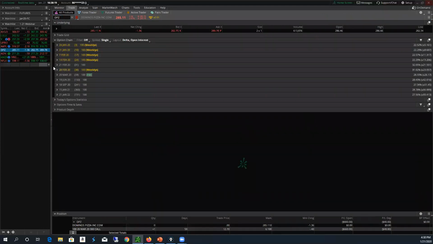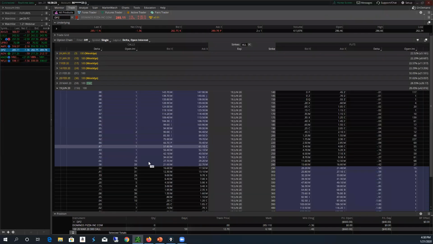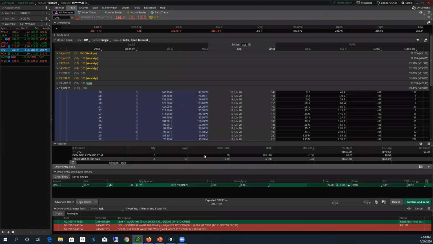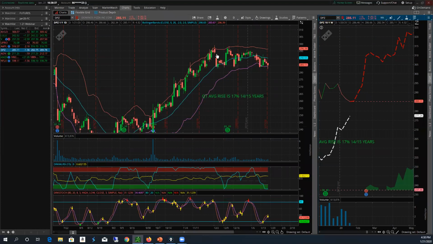Delete that. So there's a June, so let's do a June. Again, you're just buying the single. You get the 280 call for 22 bucks. So again, you're risking $2,200, folks. But the odds are if this thing moves up 17% from an option standpoint, you're going to get double-digit returns.